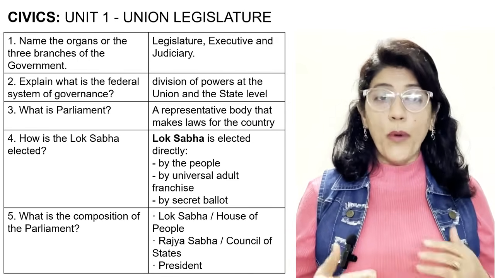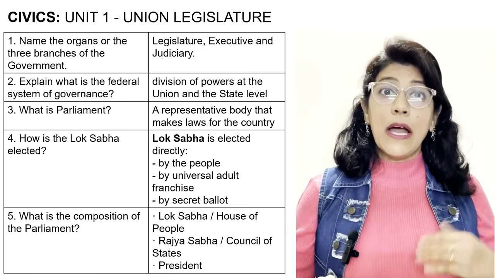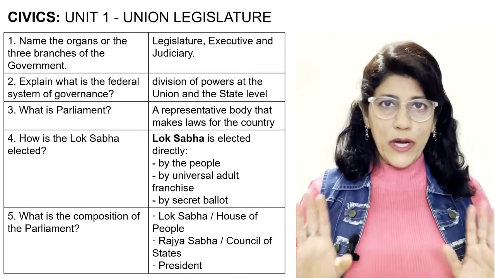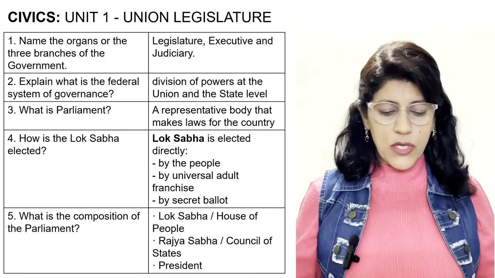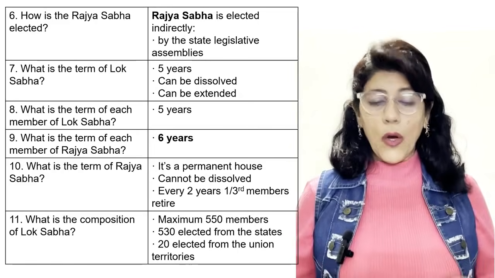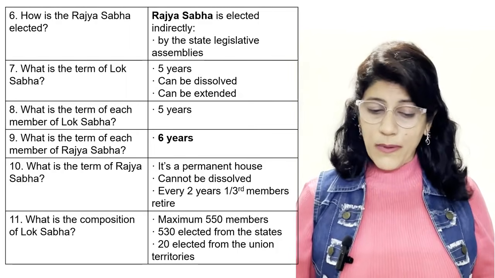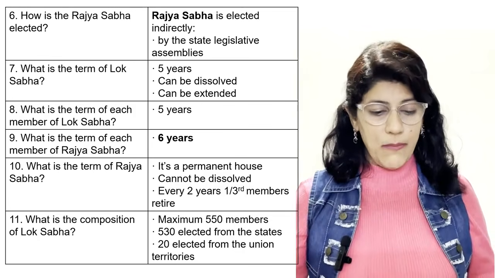Next, what is the composition of the Parliament? Lok Sabha or House of People, Rajya Sabha or Council of State. One and the same thing. Lok Sabha is same as House of People, or you can say lower house. Rajya Sabha means Council of State, and next is President. How is the Rajya Sabha elected? Rajya Sabha is elected indirectly by the state legislative assemblies.